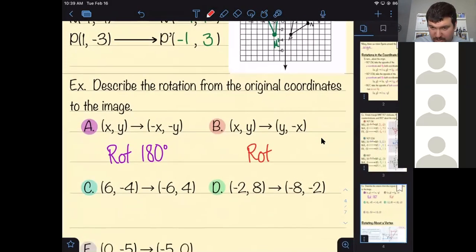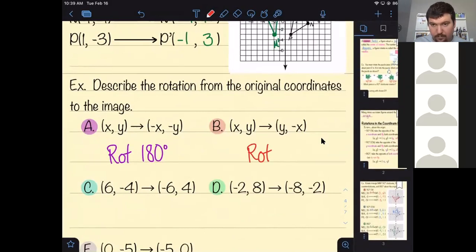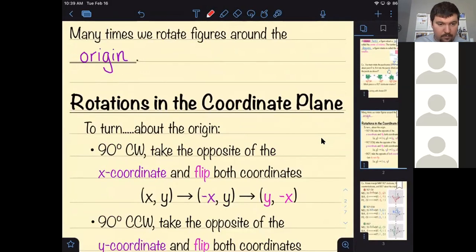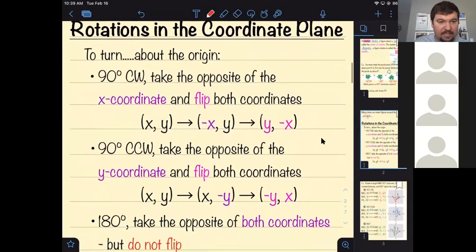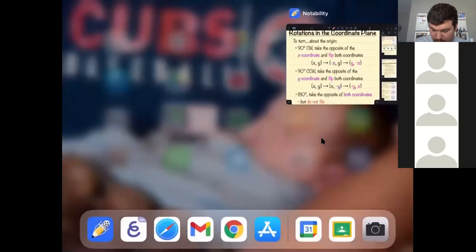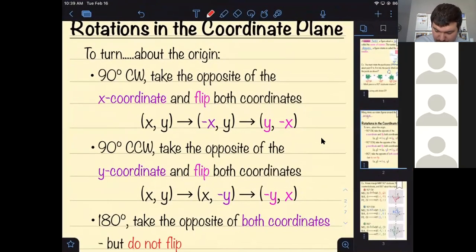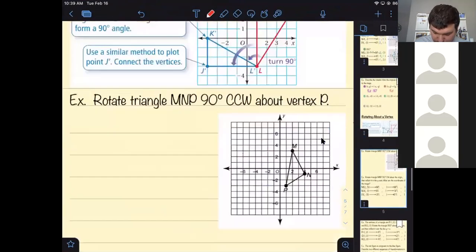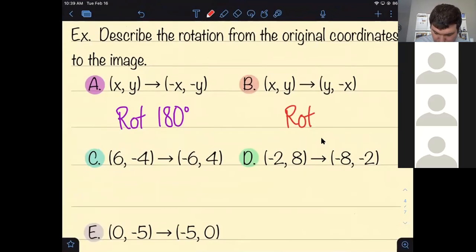If you have to, use your cheat sheet. 90 degrees clockwise. You got it. Nice job, Elise. 90 degrees clockwise. And you can abbreviate clockwise as CW.